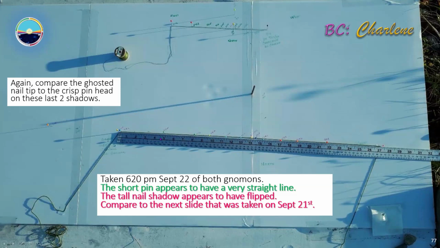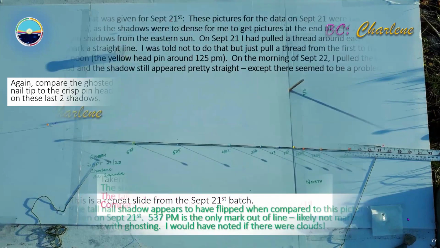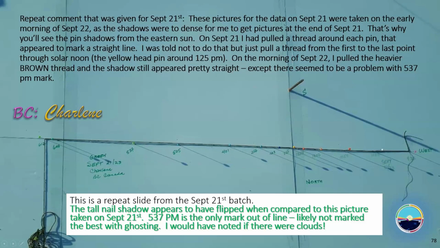But I did know that I had some troubles with marking this area, and I didn't take good notes. There might have been a little bit of a cloud or something. I didn't take good notes at that time. But anyway, just to show you that this is really looking straight. This one, I was starting to doubt myself. I wasn't really sure. Taking another look at this taller gnomon. This is a repeat comment from what was happening on September the 21st.